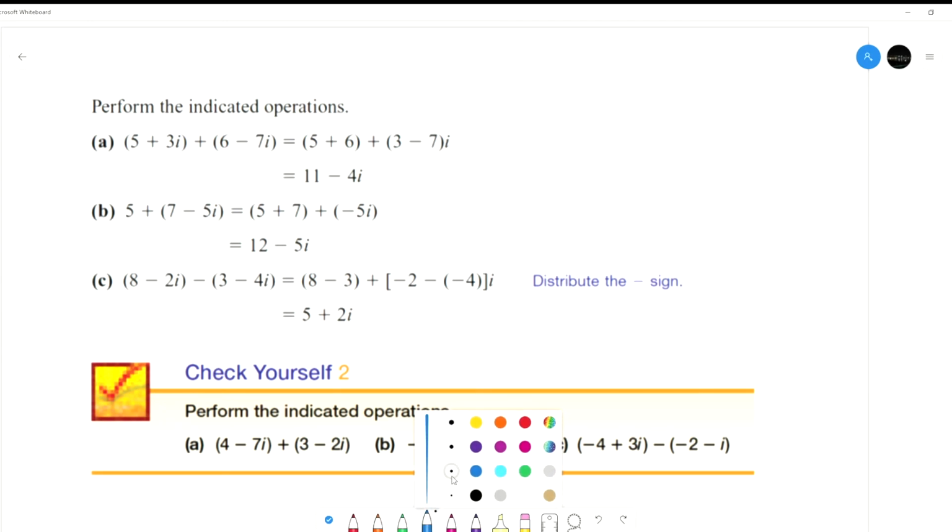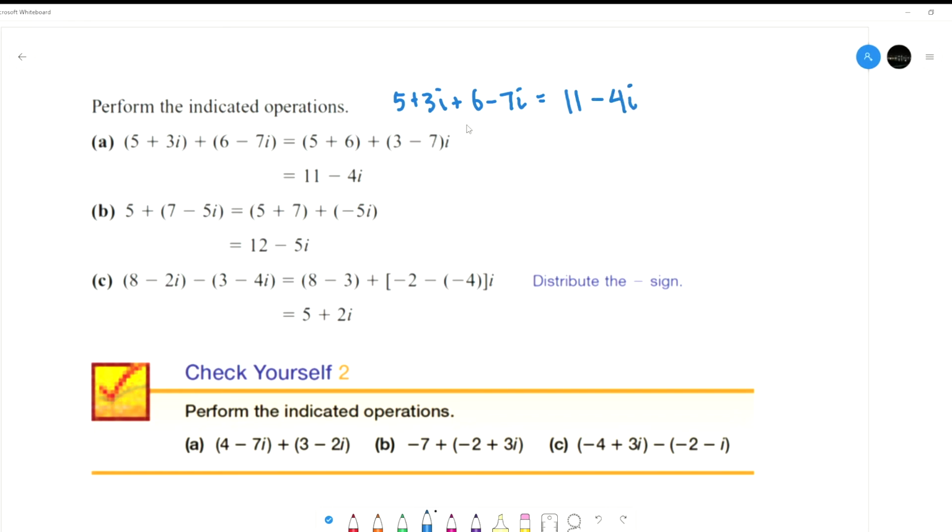So as you can see here, we have 5 plus 3i plus 6 minus 7i. So first we remove the parentheses, so we get 5 plus 3i plus 6 minus 7i, right? And after that, we combine the real parts. 5 plus 6 is 11. Then I have positive 3i minus 7i. So what is that? That's minus 4i, right? 3 minus 7 is negative 4, and don't forget the i. So that was really easy, right?